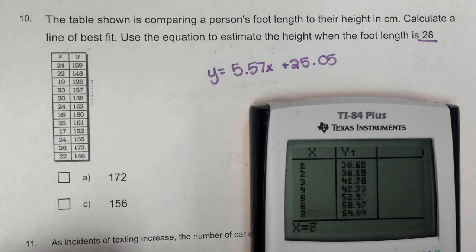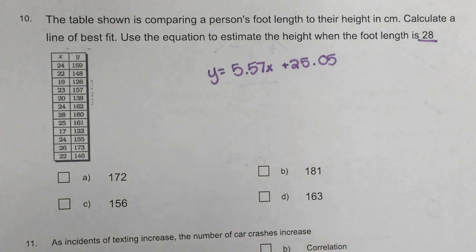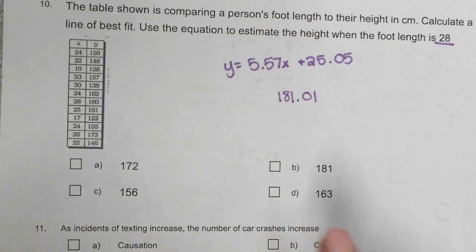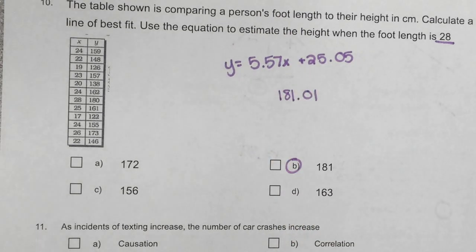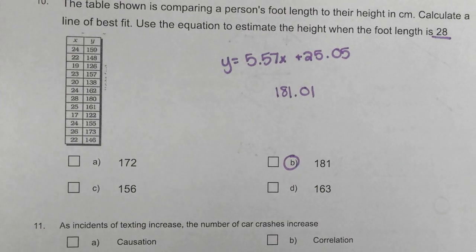So you can either scroll down all the way to 28, or if you know how to jump, you can just jump. So it is 181.01. So the closest one is B. So remember, you can use that equation that the calculator has given you to make predictions.